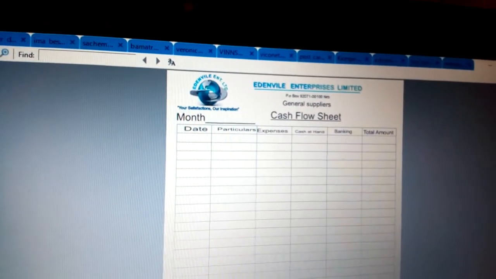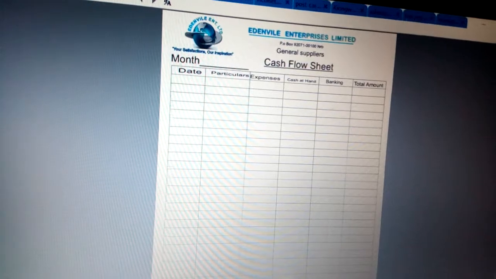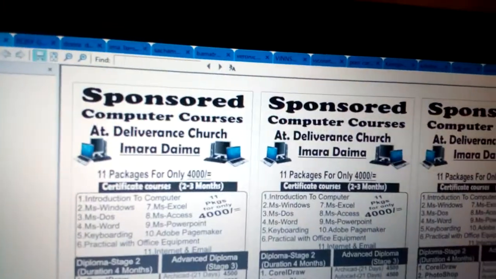You have the cash flow sheet, where you are required to put the same information in the grand total, and some other information. Together with those other designs, we have these designs.